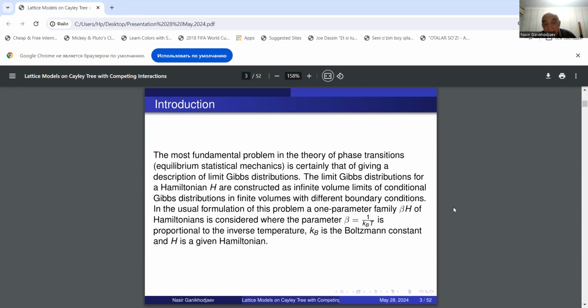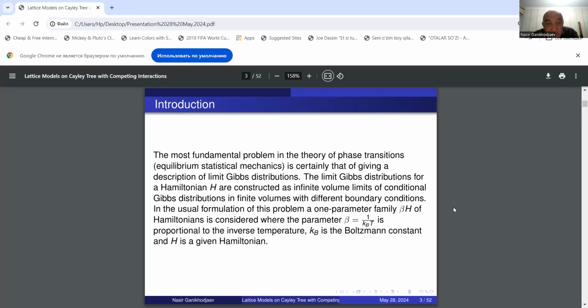Here we have some difference from usual stochastic processes, because there they consider finite dimensional distributions, and after this try to construct a distribution on the whole space. Here we consider conditional Gibbs distributions, and after this try to find the limit. And of course, this limit will depend on some boundary configuration. I will say a little bit more later.